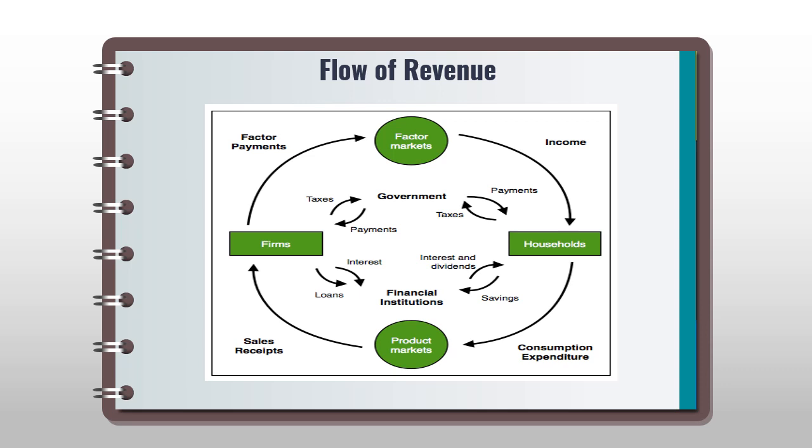From firms, we give factor payments. It is transferred to the factor markets, and from the factor markets, after the payments, the remaining amount is considered to be the actual income of the company, and then again the income is utilized for purchasing from households, raw materials, stock, etc.